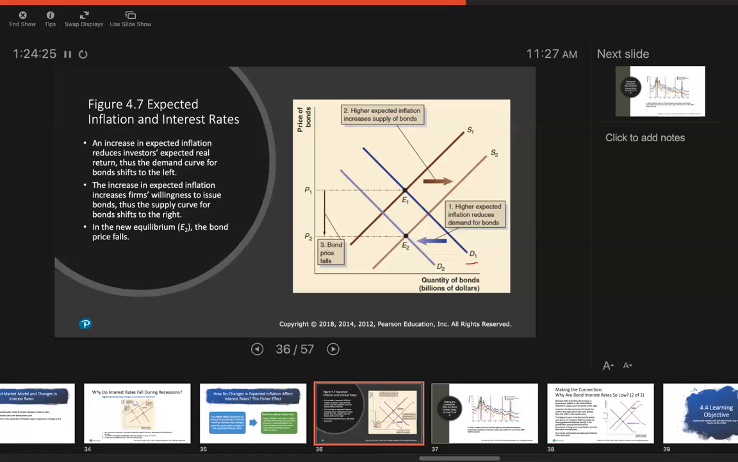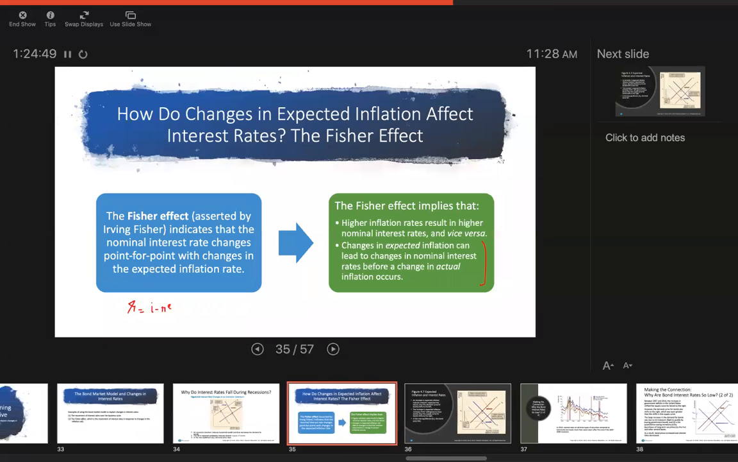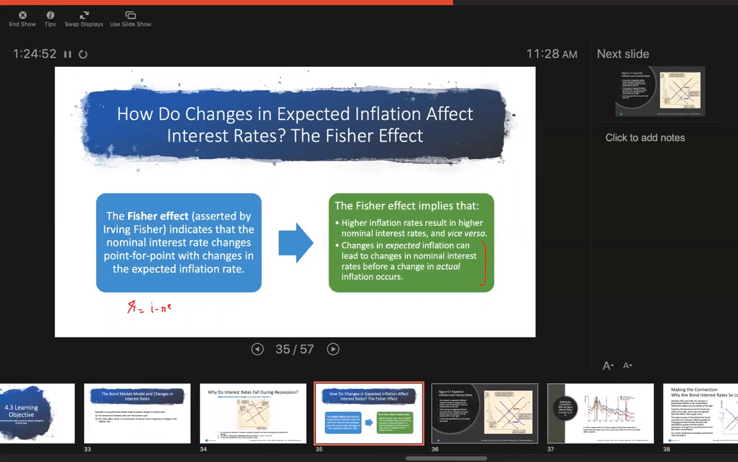Okay. Now, the new equilibrium in this market is determined by the intersection of the new demand curve D2 and the new supply curve S2, which means that the equilibrium will be at E2, right? Which is that the bond prices fall, and if the bond price falls from P1 to P2, the yield on these bonds goes up. If the interest rate on the bond is going up, that's what the Fisher effect tells us, that the interest rate on these bonds needs to go up in order to compensate for the fact that there's higher than expected inflation.